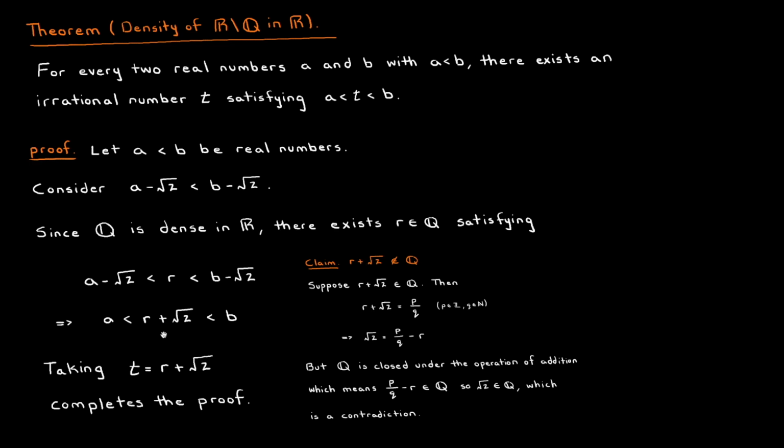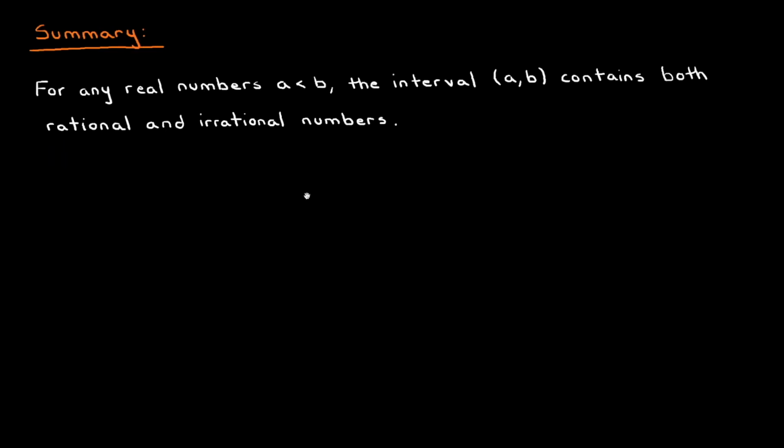And so there we go. We have found an irrational number strictly between the real numbers a and b, and that completes the proof. And so in summary, what we see is that between any two real numbers a and b, there is always a rational and an irrational in between those two real numbers. This is actually what we mean by density.